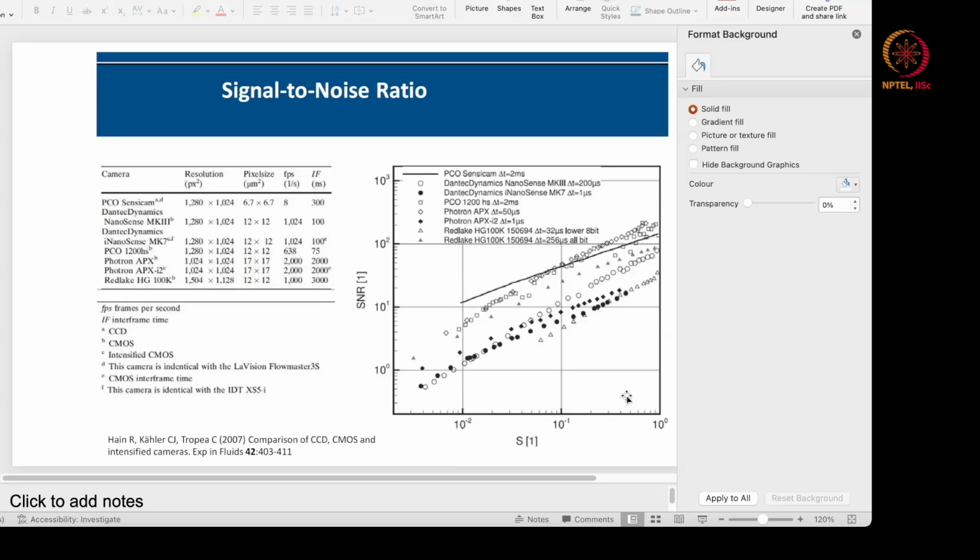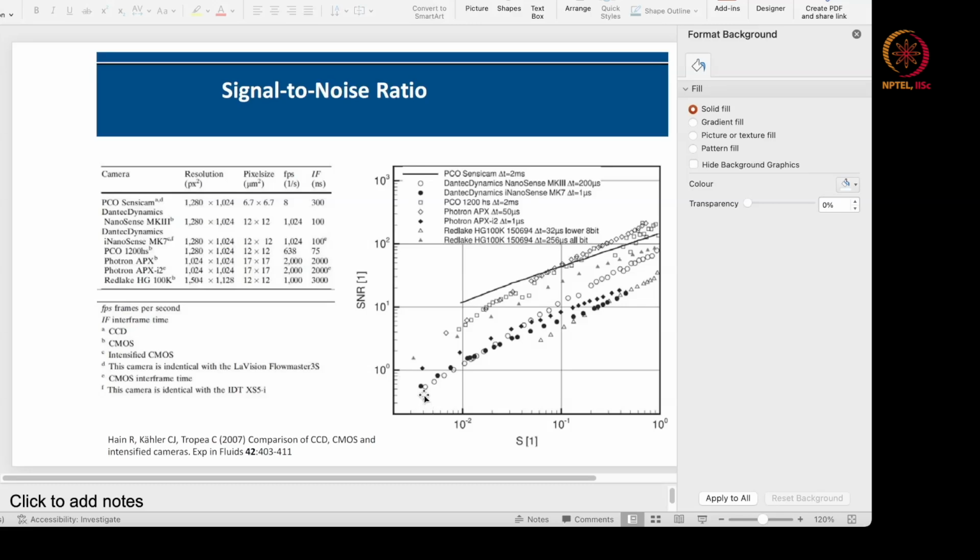And at high signals, of course, all the cameras show improved signal to noise ratios. But it is at the low end. If you see, then you can see SensiCam over here does a very good job in ensuring that you have a very high signal or an acceptable signal to noise ratio. In other cases, the noise becomes very acute, and that is what happens. The signal is actually very low.